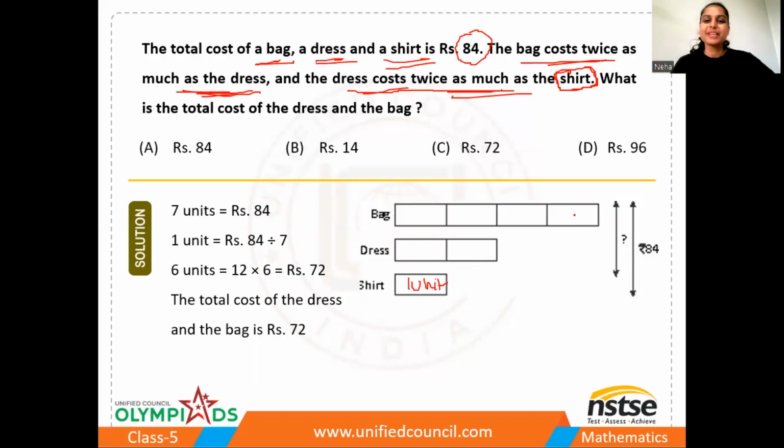Clear? And the addition of all these units is given equal to 84. So how many units are there? 1, 2, 3, 4, 5, 6, 7. That means 7 units is equal to 84. So 1 unit is what? 7 units is 84, so 1 unit is 84 divided by 7. 84 divided by 7. Clear?